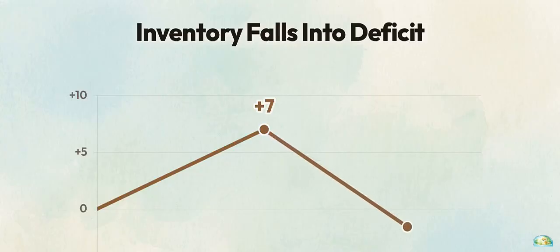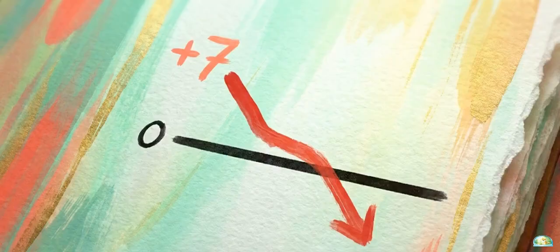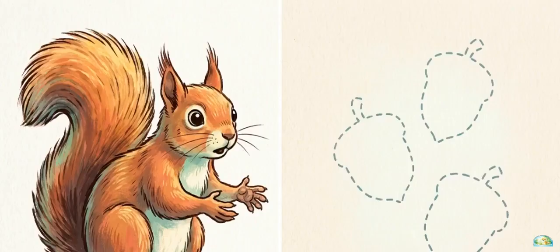But later, a jay raids the cache and steals 10 acorns. The ledger drops 7 acorns just to get back to 0, and then continues downward for 3 more. It lands at negative 3. She isn't holding negative 3 physical acorns in her paws. The sign tells a specific story. She is 3 acorns behind her starting stock.